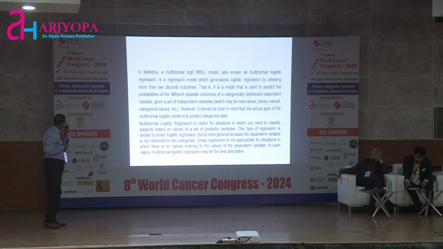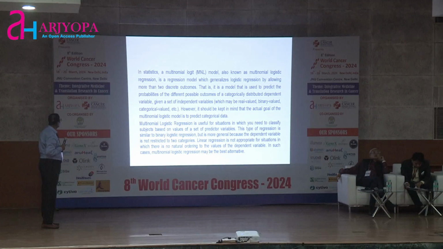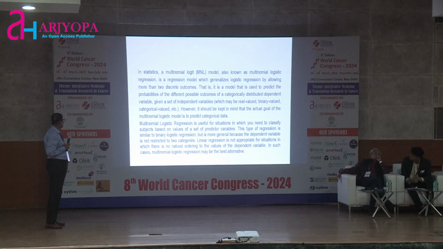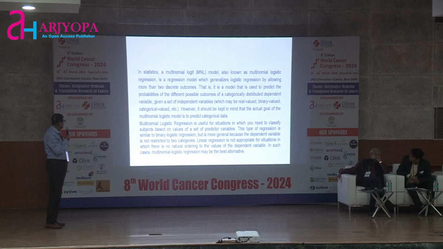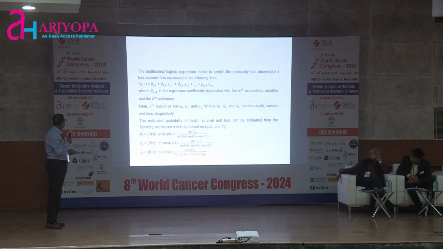Now, what is multinomial logistic regression? Multinomial logistic regression is useful in situations in which you need to classify subjects based on the values of a set of predictor variables. This type of regression is similar to binary logistic regression, but it is more general because the dependent variable is not restricted to two categories. Linear regression is not appropriate for a situation in which there is no natural ordering to the values of the dependent variable. In such cases, multinomial logistic regression may be the best alternative.